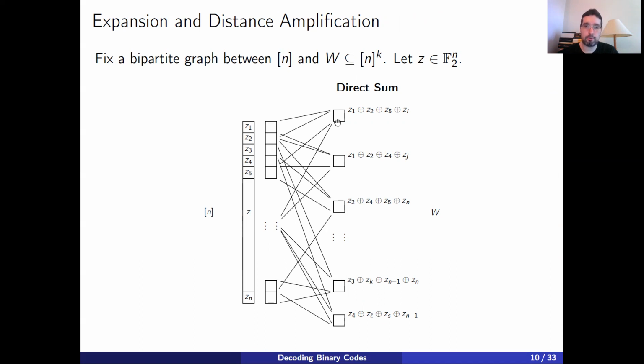And on the right, for each vertex on the right, we look at the neighbors. So this is neighboring Z1, Z2, and so on. And then you're going to take the XOR of the associated symbols here. And for each such node, we compute the XOR of the associated symbols. And this is going to give us a new word.